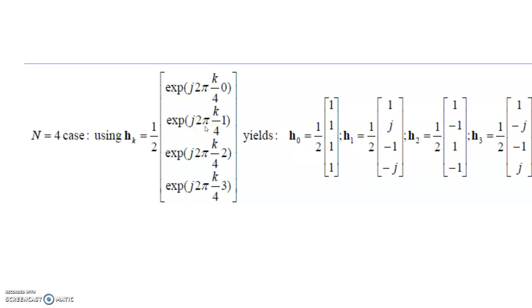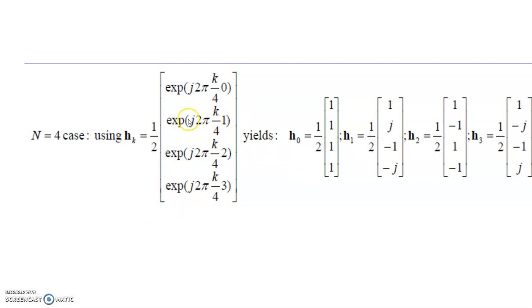You can use a calculator to find e raised to j theta. e raised to j theta is actually given by cos theta plus j sin theta. If it was e raised to minus j theta, it would be cos theta minus j sin theta. So you can just use a calculator to solve for e raised to j theta, which equals cos theta plus j sin theta.